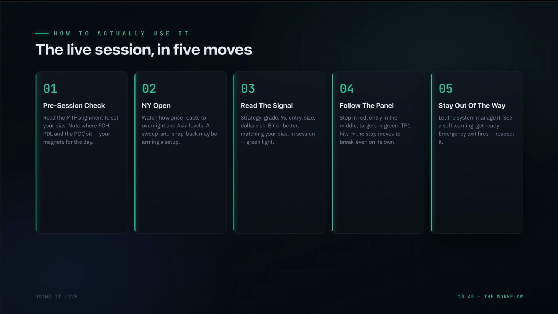When a signal fires, read the label: strategy, grade, percentage, entry size, and dollar risk. B- or better, matching your bias in session, is your green light. Then follow the panel. Stop in red, targets in green. When the first target hits, your stop moves to break even on its own. After that, stay out of the system's way.